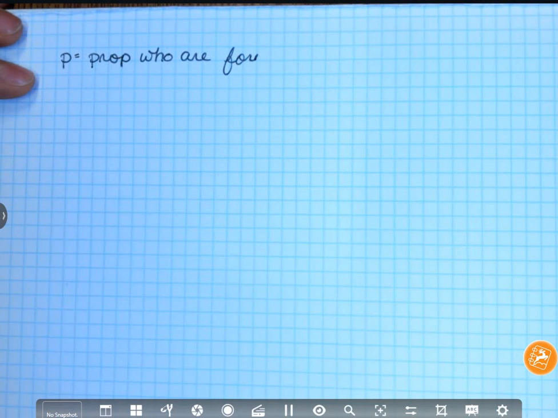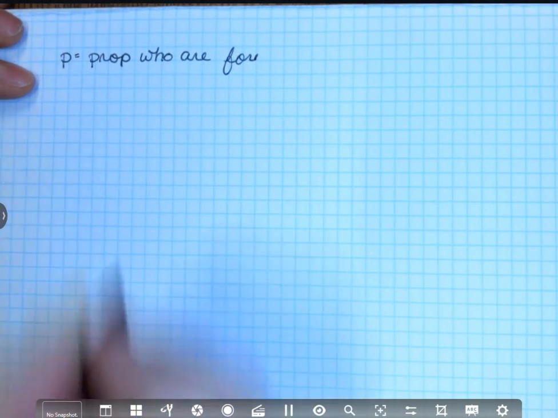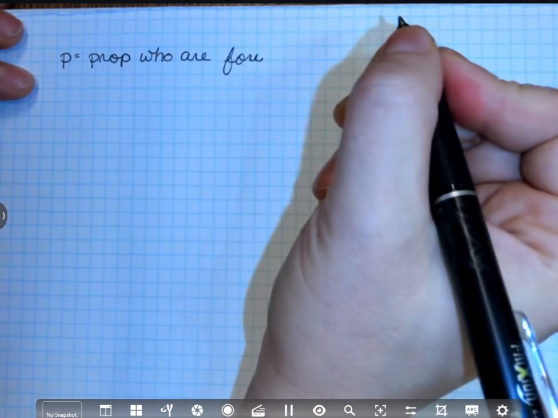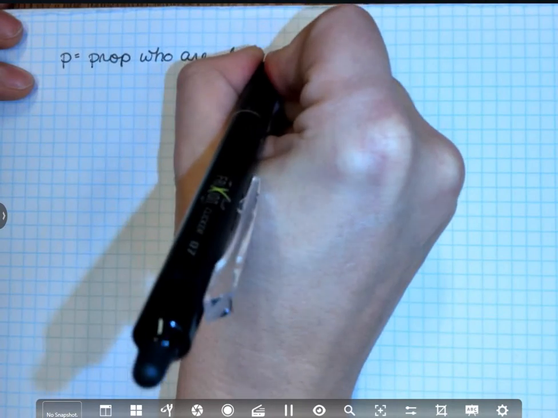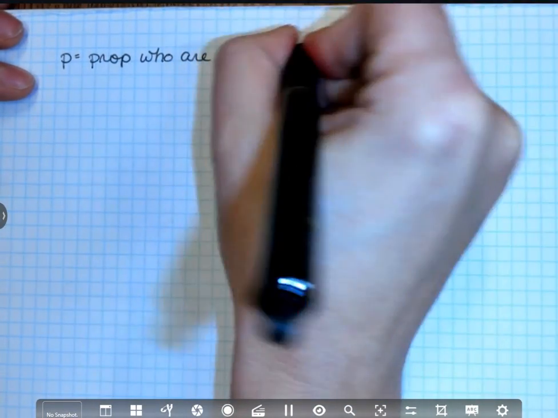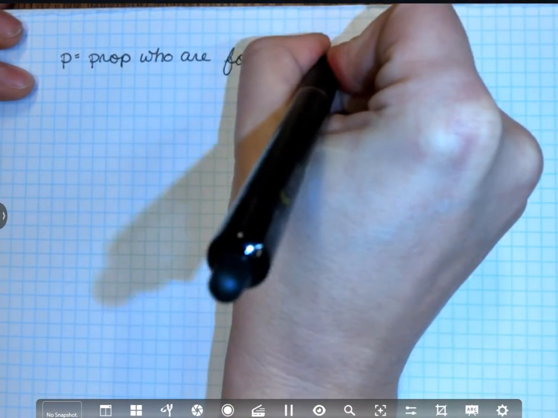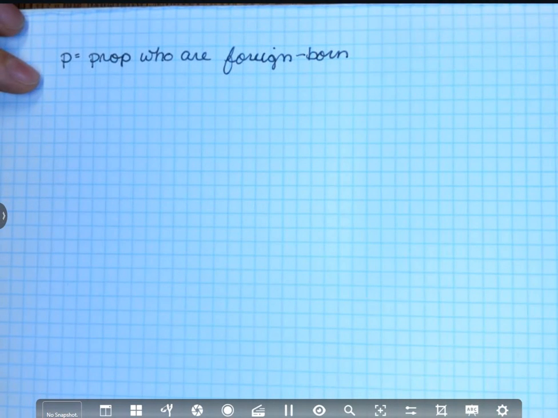How do you spell foreign? I stink. Where's my foreign? F-O-R-E-I-G-N. I teach math. Thank goodness for that. Proportion who are foreign born.